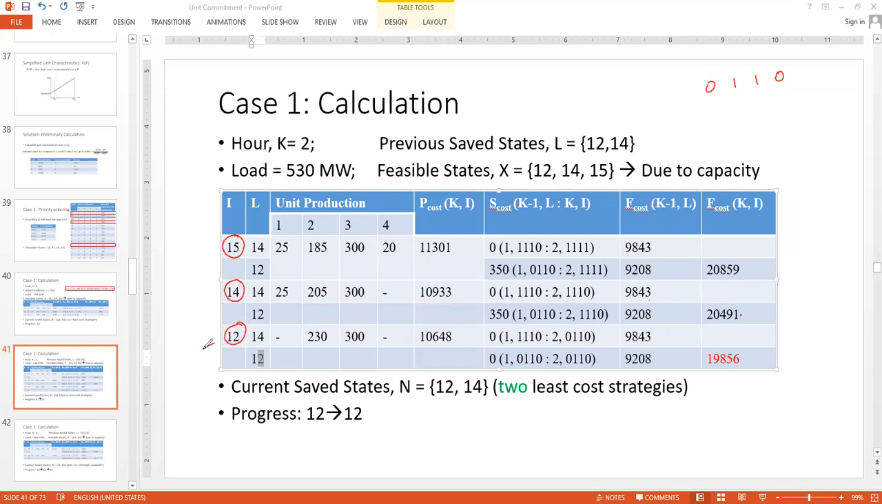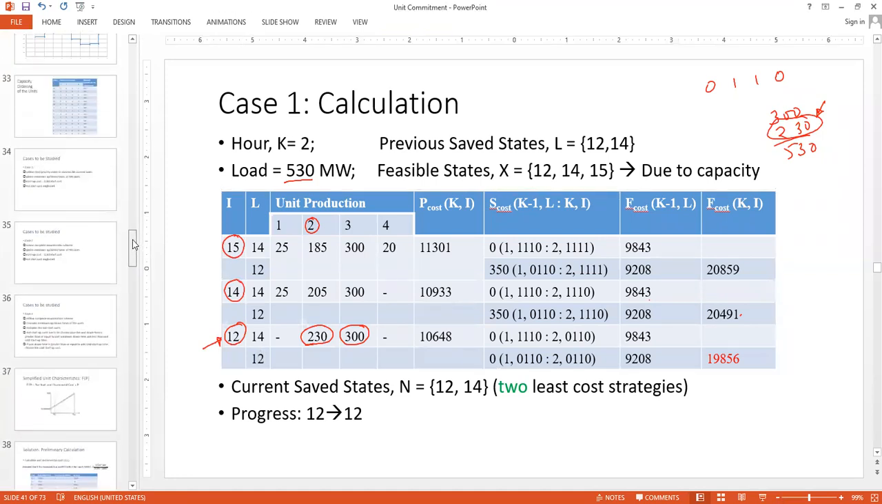So if it is 12, we have to satisfy 530. How are we going to divide it? Again, we have to choose the least cost unit first, that is 300. The remaining part will be taken from the next available unit. That is 230, so that gives you 530. Is it available from unit number 2? 230. Let's check whether it is within the maximum and minimum limits.